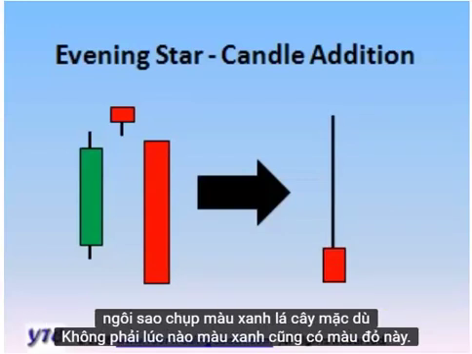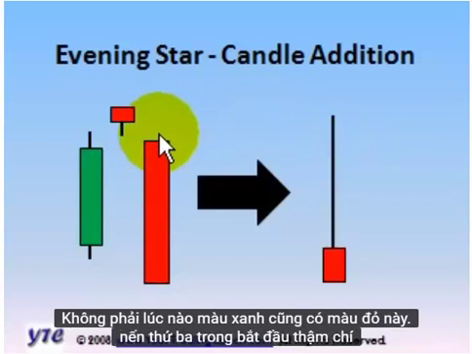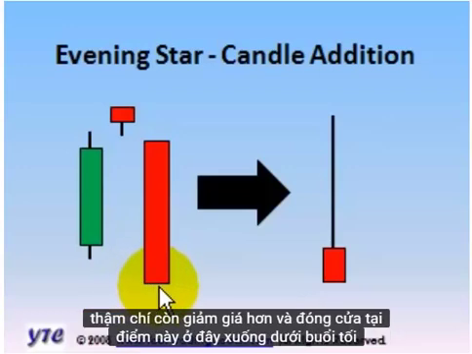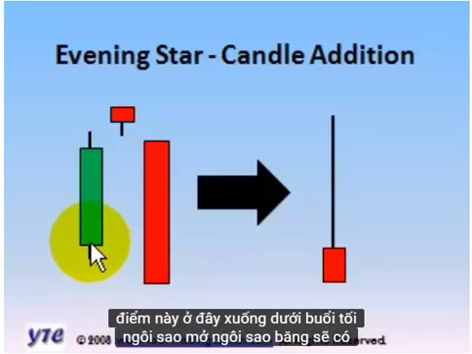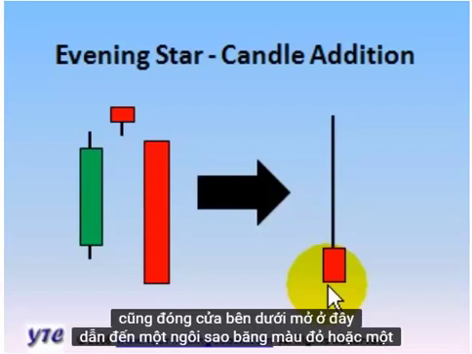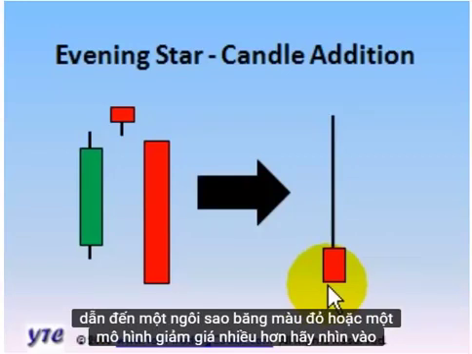Note though that it's not always green. Had this red candle, the third one in the evening star, been even more bearish and closed at this point here down below the evening star open, the shooting star would have also closed down below the open here, resulting in a red shooting star or a more bearish pattern.